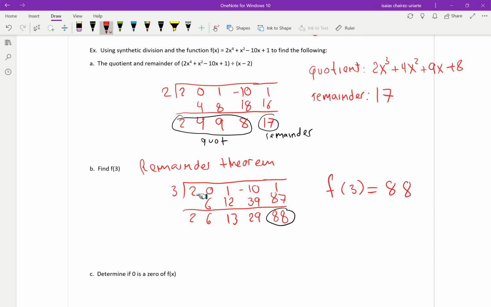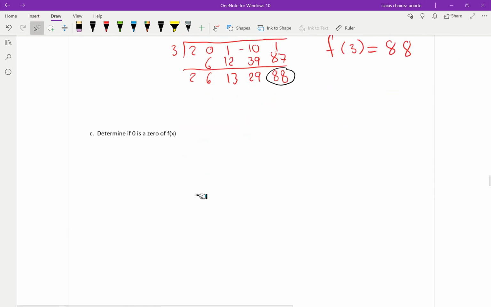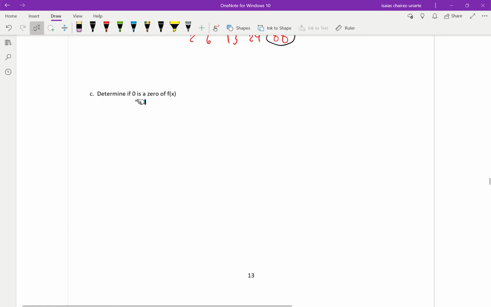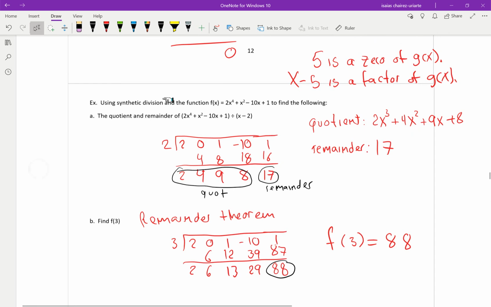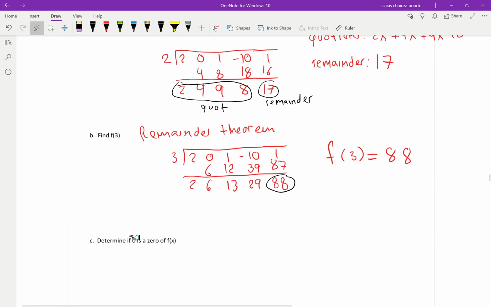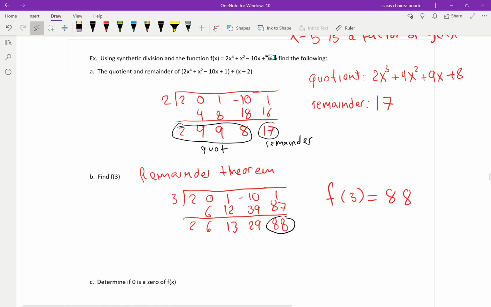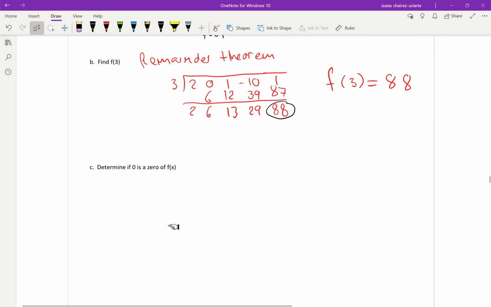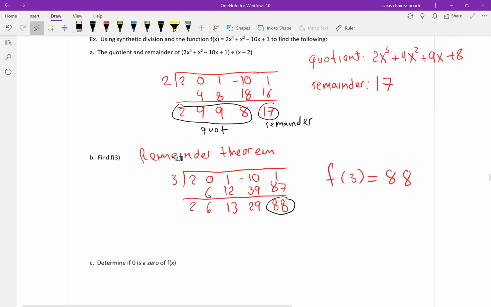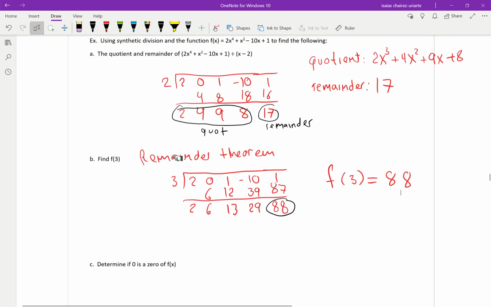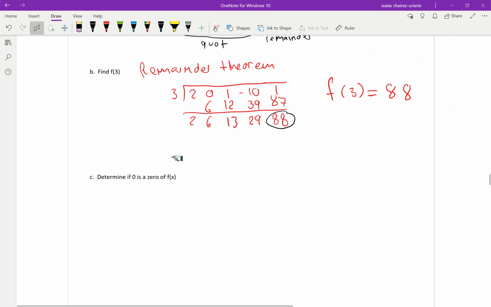Yeah? Good. All right, the last one. The last part. We want to determine whether or not 0 is a 0 of f of x. So we want to determine if the origin 0, 0 is an x-intercept of my polynomial. If 0 is a 0 of f of x, that means that its remainder after division should be 0. So let's take advantage of this again.